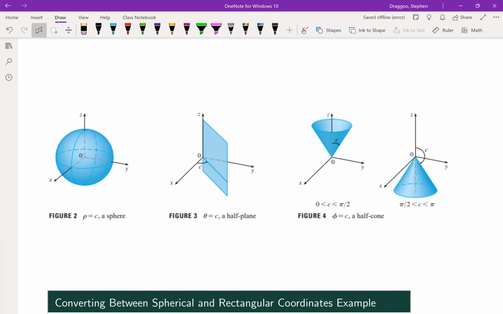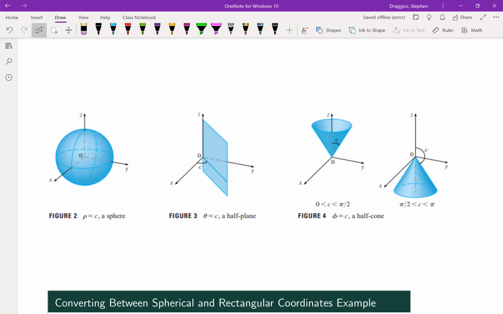Figure 3, if theta equals some constant number, then that's a half plane, assuming again that we're only fixing rho to be a positive value. So rho will only extend in the forward direction along our angle theta.